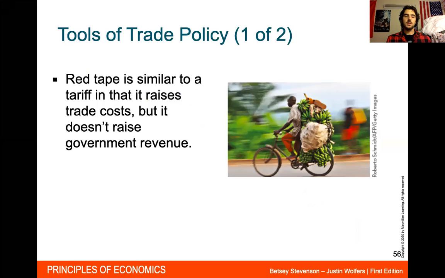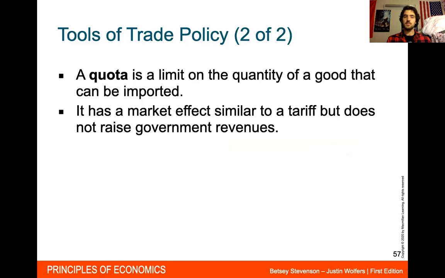Tools of trade policy, 2: red tape is similar to a tariff in that it raises trade costs, but it doesn't raise government revenue. It has a similar effect of reducing the amount of shirts demanded in this example, but it doesn't give the government any of the tax revenue that it would incur if they imposed a tariff. A quota limits the quantity of goods that can be imported, and it has a market effect similar to a tariff, but also does not raise any government revenue.